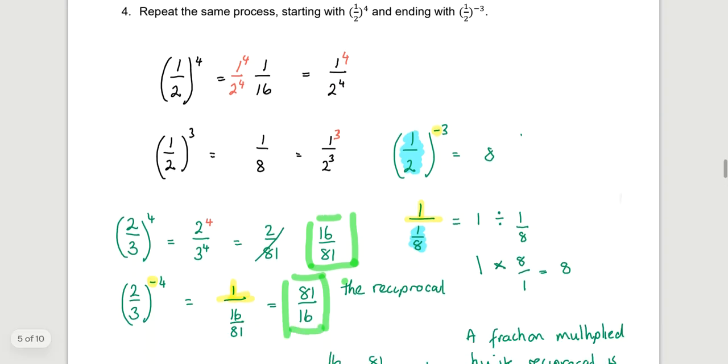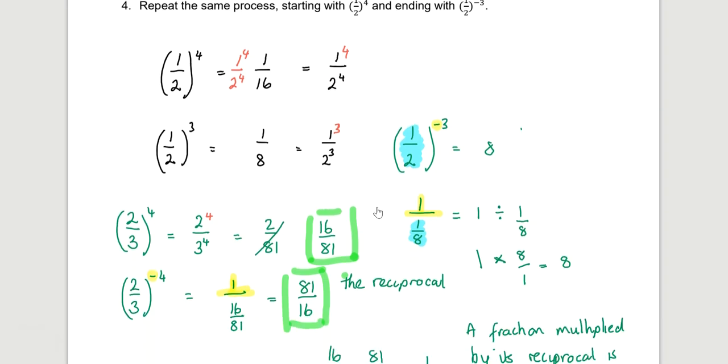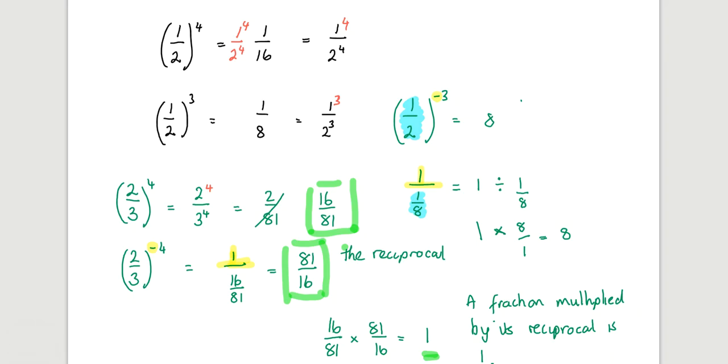What happens if you do a fraction to a negative exponent? Well, we have 1 divided by the fraction. Okay, so when we've got a fraction, we end up with 1 divided by that fraction, which in the case of 1 over 8 ends up being just 8.